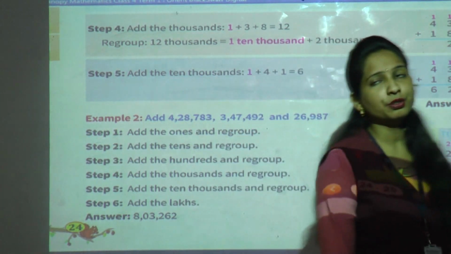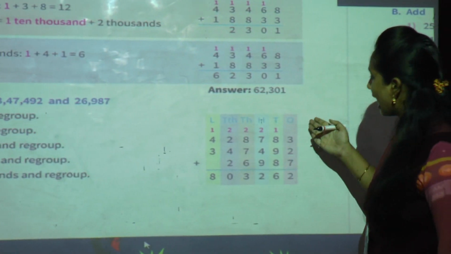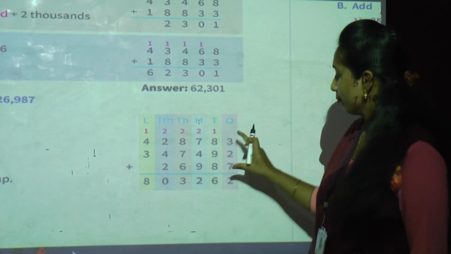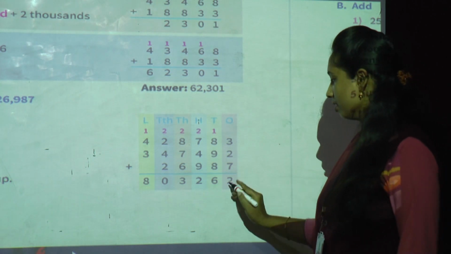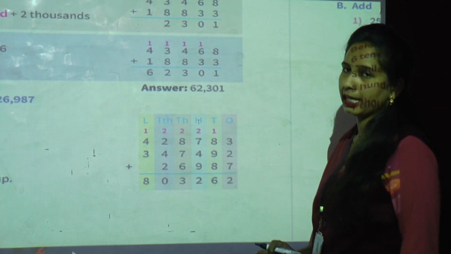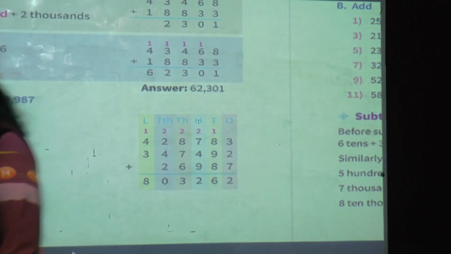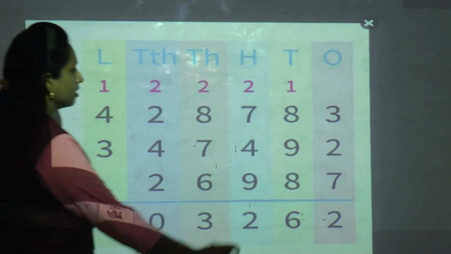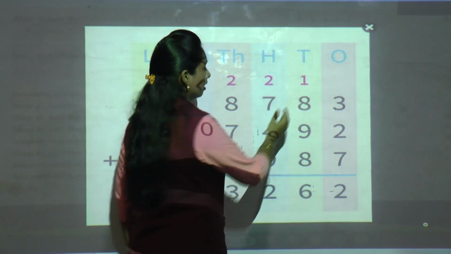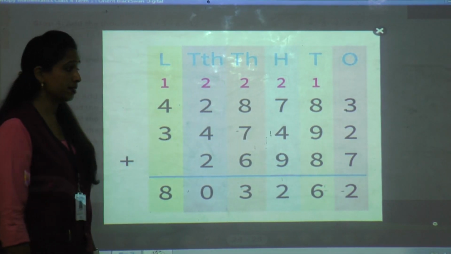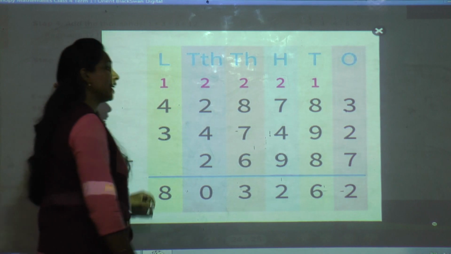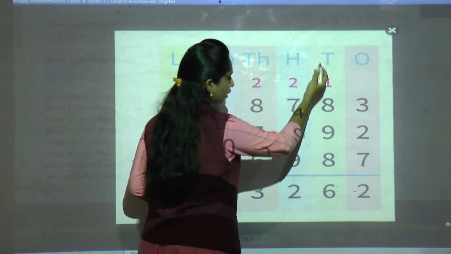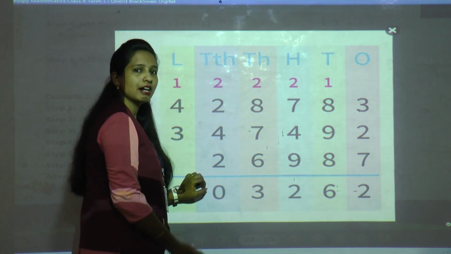First, what do we have to do? We add the ones and regroup. 3 plus 2 is 5, 5 plus 7 is 12. We add all these numbers together, write 2 on ones place and carry 1 to tens place. In the same way we do the tens place. 1 plus 8 is 9, 9 plus 9 is 18, 18 plus 8 becomes 26. So 6 we write on tens place and 2 we carry to hundreds place.